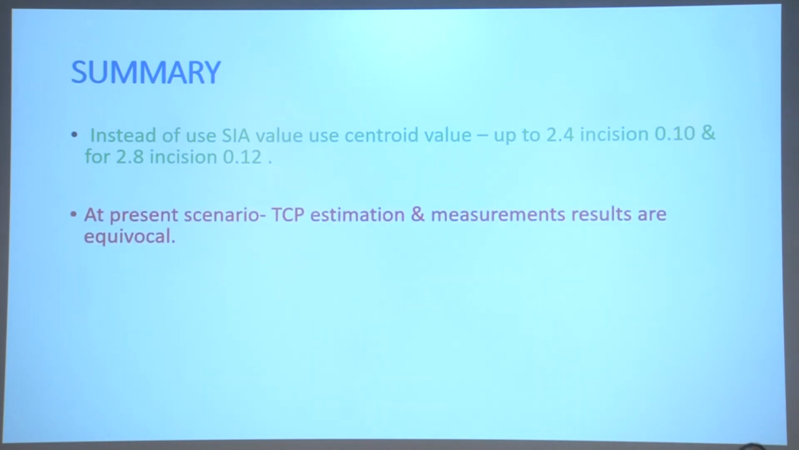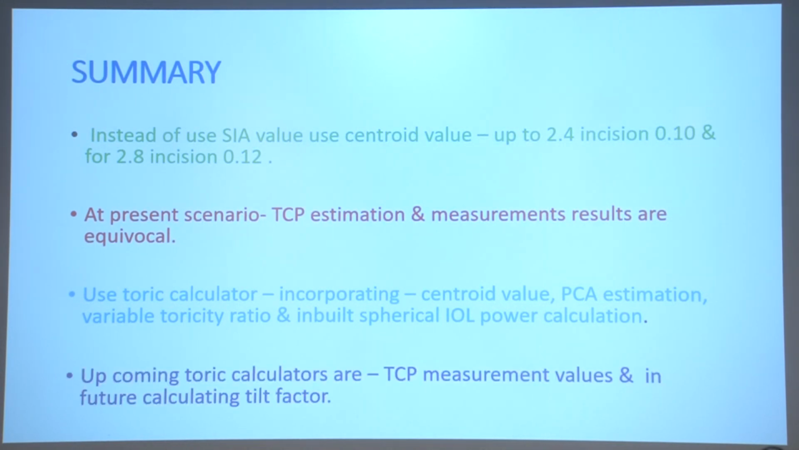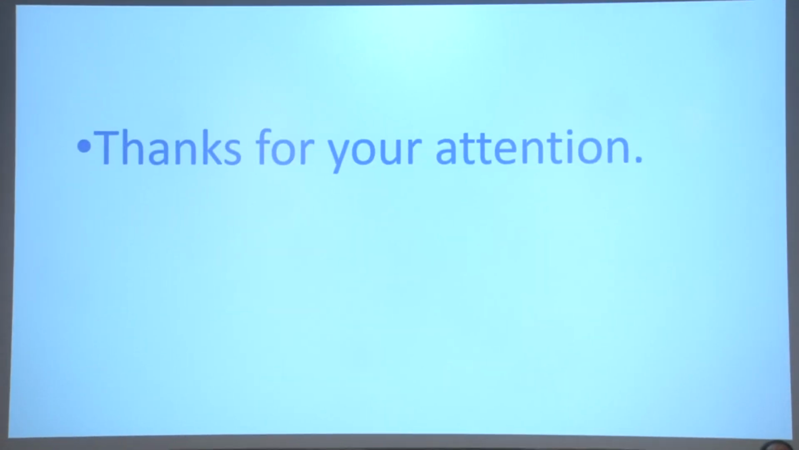At the present scenario, total corneal power estimation and measurement are both equivocal. No need to buy hi-fi equipment for the posterior corneal power. Use the toric calculators which incorporate all these centered values, PC estimations, variable toricity ratio, and inbuilt spherical IOL power calculations. And upcoming toric calculators are coming with tilt factor elements. Thanks for your attention.